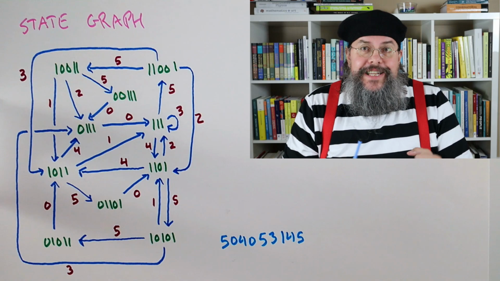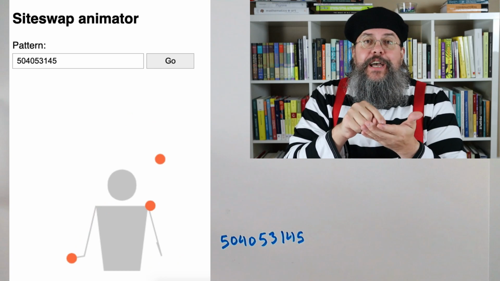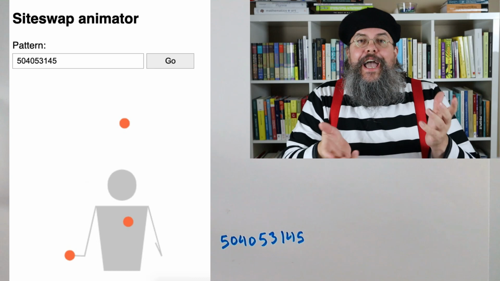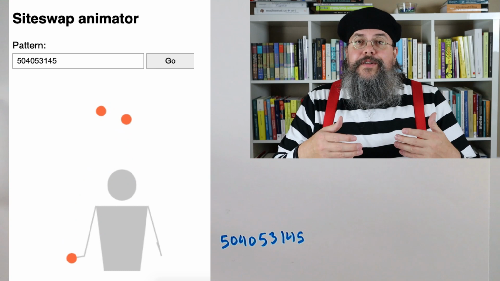Do I know how to juggle it? No, but we have an app for that. There are a lot of beautiful apps online, and you can even download them on your phone, where you can actually type in these patterns. These are called the siteswap patterns, and it will show you a little animated version of what it would look like when you juggled it. It's cool. And so you can look these up and try it out yourself. So this is a great way for us to go and discover new patterns.